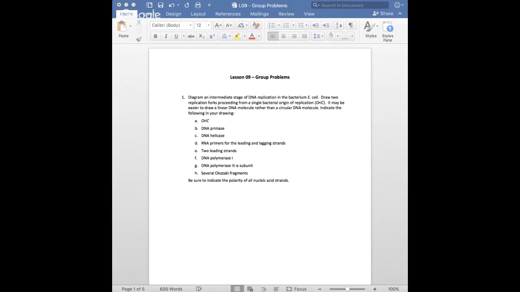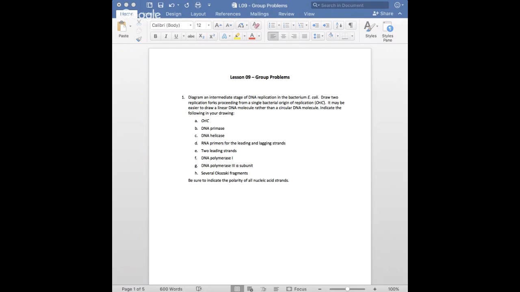Okay, so question 1 asks us to diagram an intermediate stage of DNA replication and identify the ORC. The ORC is right here at the top where the 3' and 5' strands start together. This is the origin of chromosomal replication, which is where it starts.